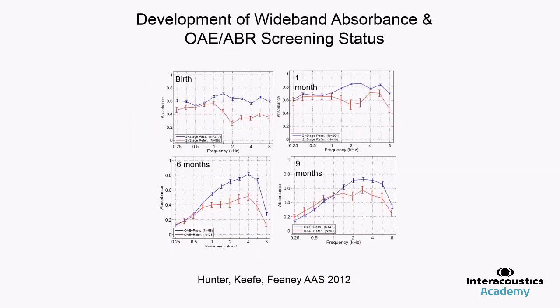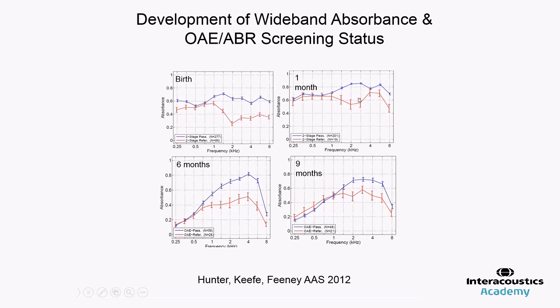So in the same study, we looked at babies that had passed and referred on newborn screening, as well as passing and referring on the 2-stage screening, which included ABR. At the time of birth, we have a 2-stage pass and refer, and a really large number of ears passed, 277, compared to 86 that referred. And you can see a really nice replication of the earlier studies by Chris Sanford and myself, showing that the wideband absorbance is much higher in the high frequency region for babies that passed.